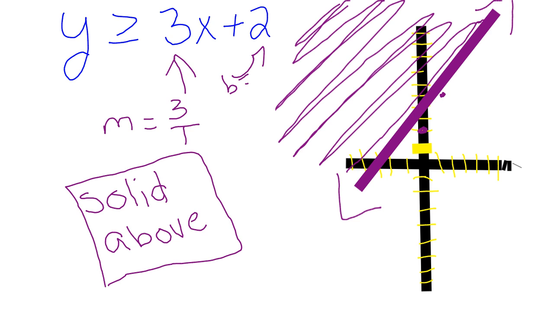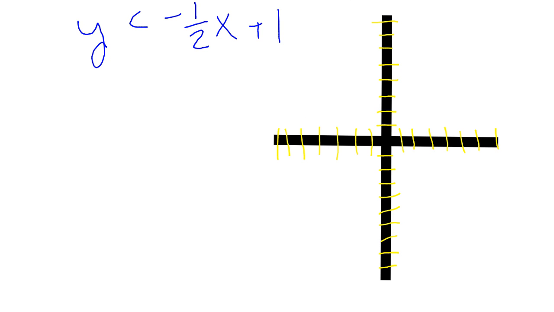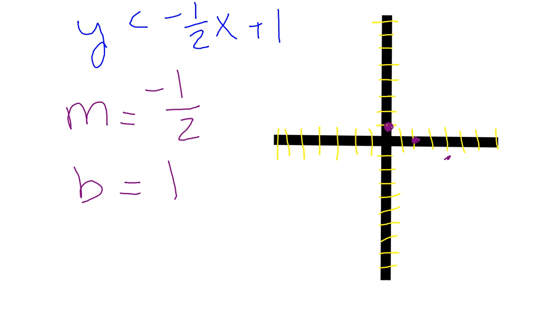Example 2, we have y is less than negative 1/2 x plus 1. We're going to identify the slope. The slope is negative 1/2, which means it's going downhill. And the y-intercept is going to be 1. So now I'm going to graph this. I'm going to begin at 1. From that, my slope is negative 1/2, so I'm going to go down 1, right 2. Down 1, right 2, and continue.